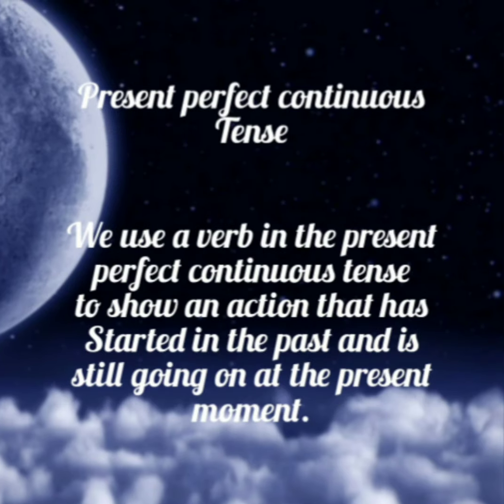The next category is present perfect continuous tense. We use a verb in the present perfect continuous tense to show an action that has started in the past and is still going on at the present moment. The action which has already started in the past time and now also it's going on, such kind of actions we can represent with this present perfect continuous tense.